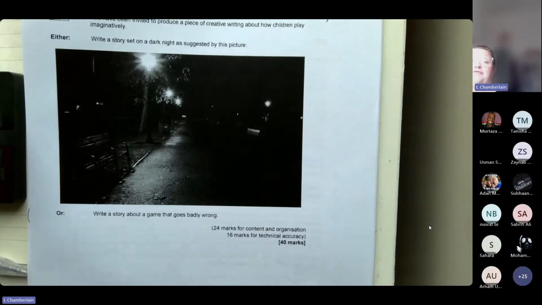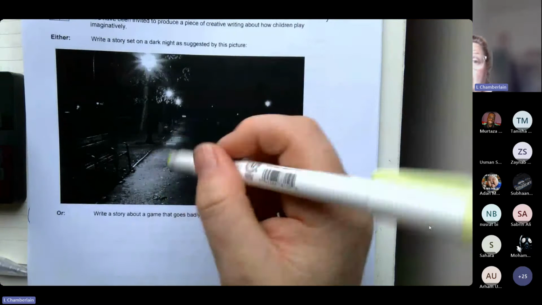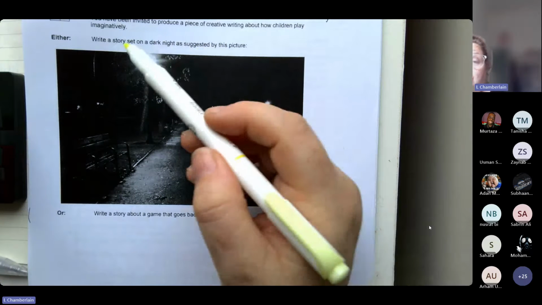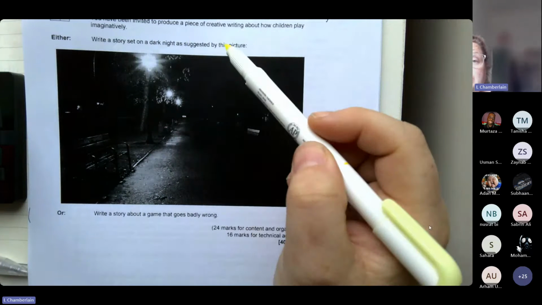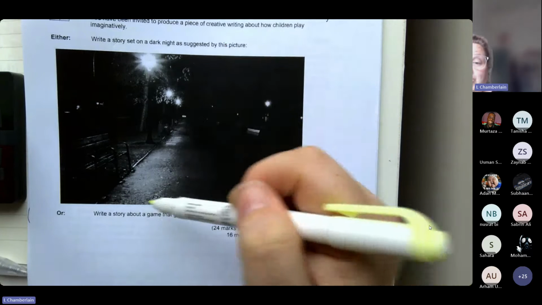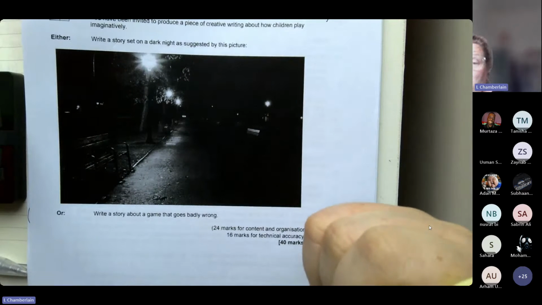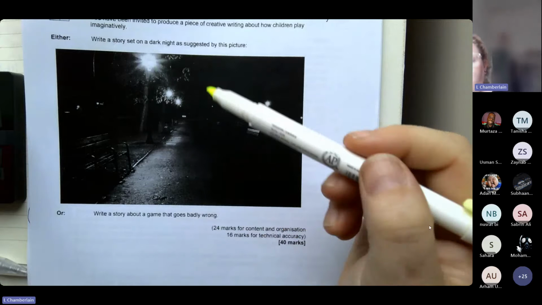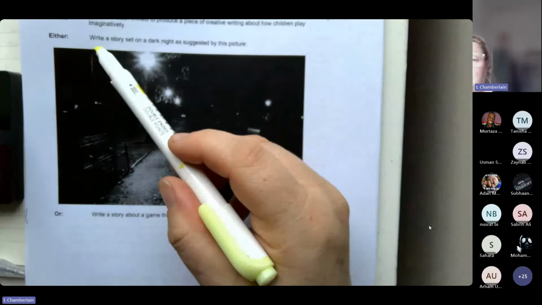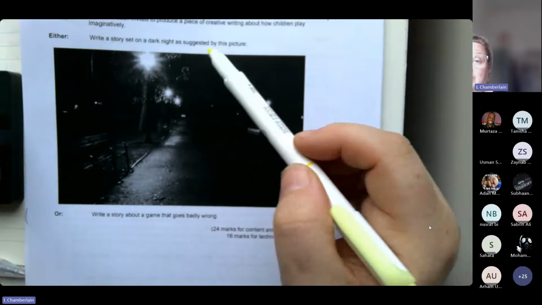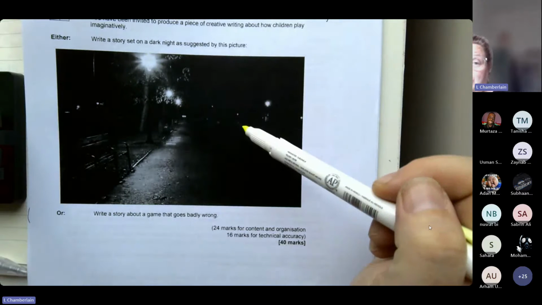Now, you're always going to have a choice of 2 tasks. It may be, as it was here, a choice of 2 stories. Write a story set on a dark night, as suggested by this picture. Write a story about a game that goes badly wrong. Often you get a choice of 2, so it might have said something like write a description about a dark night, as suggested by this picture.